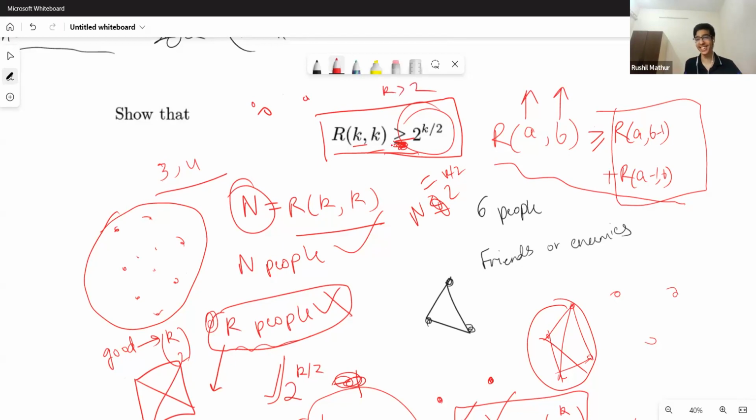Yeah. Whatever. I'll say k greater than 2. Be happy. Does k equal to 3 work? No, this is not even an integer, 2 raised to 3 by 2. Okay, fine. Yeah.